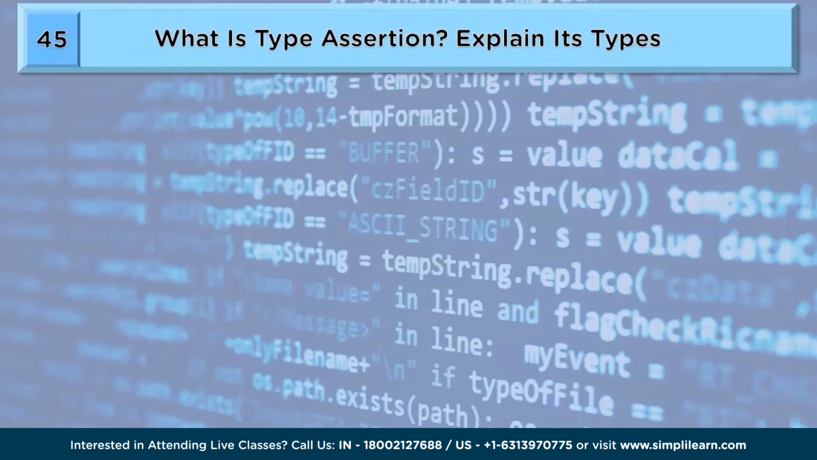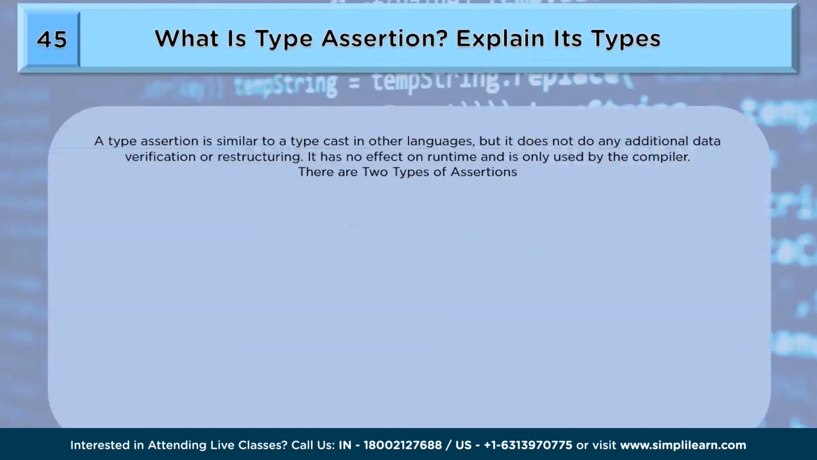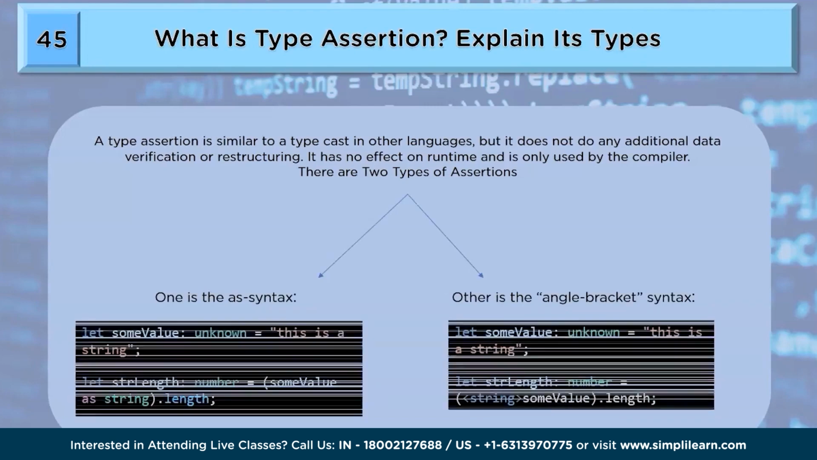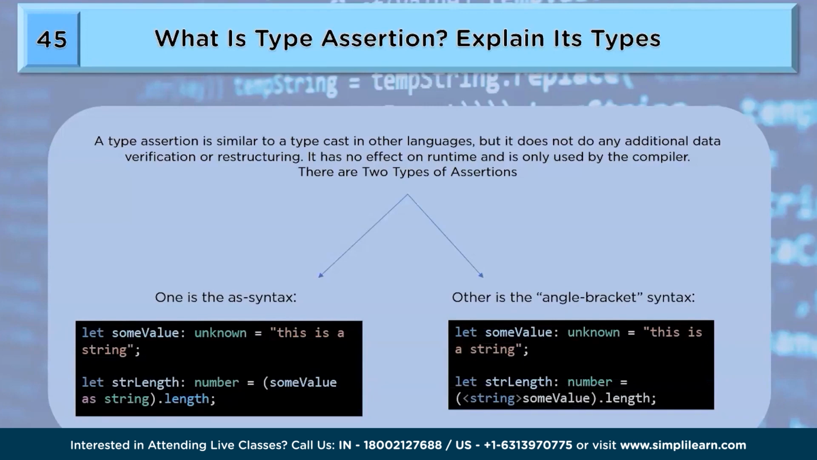What is type assertion? Explain its types. A type assertion is similar to a typecast in other languages, but it does not do any additional data verification or restructuring. It has no effect on runtime and is only used by the compiler. There are two types of assertions. One is the as syntax, the other is the angle bracket syntax. Below is the example for as syntax and angle bracket syntax.